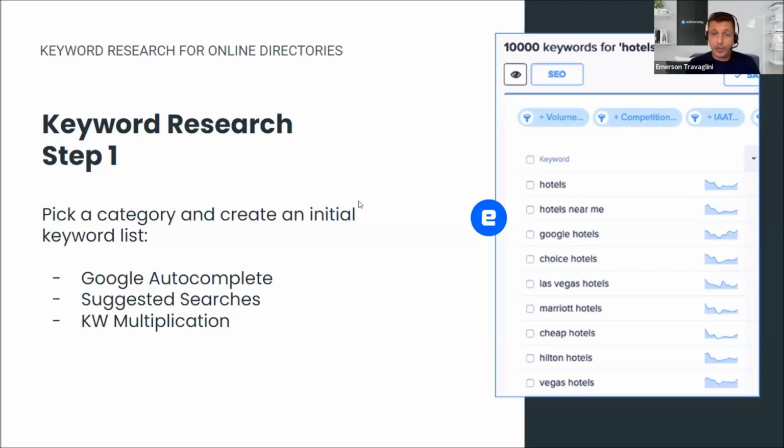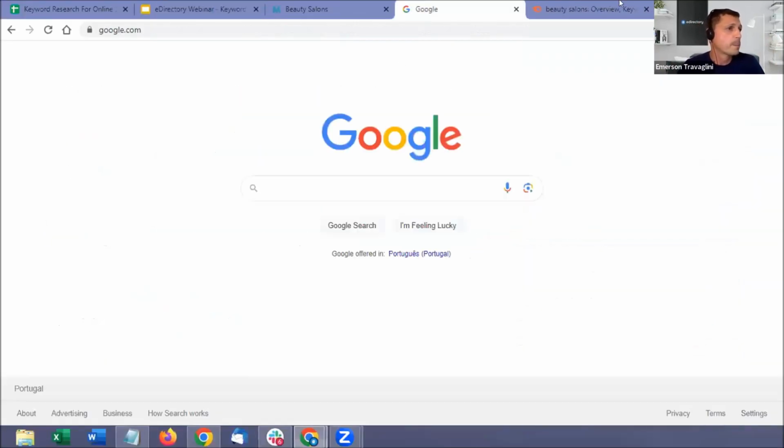So doing keyword research, step one, pick a category and create an initial keyword list. You can go to Google. I'm going to show you this later. There is the autocomplete feature. You have the suggested searches, and you have the people also ask for. These three elements on Google's page will give some ideas of the keywords you are targeting. So let me just leave my presentation here and show Google.